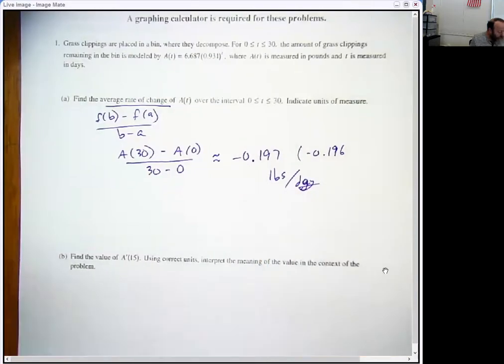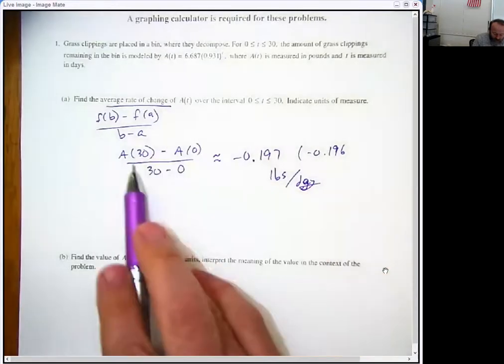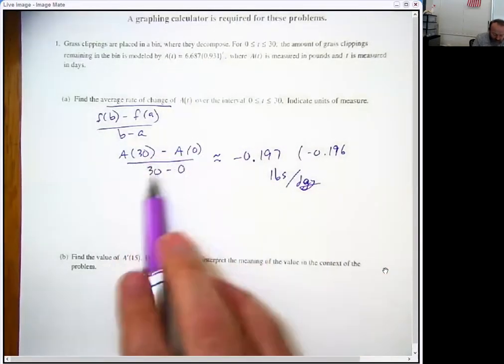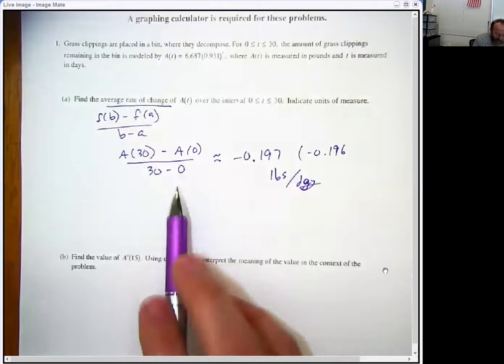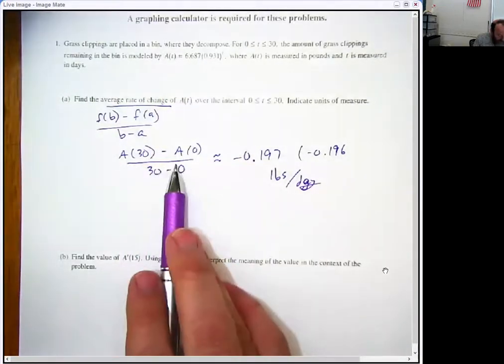Again, as stated before, I would just have this as y1, and I would just use the value feature of my calculator to do these, and I wouldn't even list what I'm doing here. I'm just going to show this minimal amount of work.